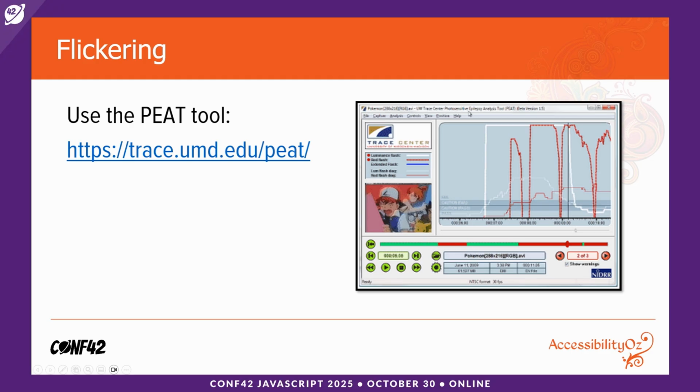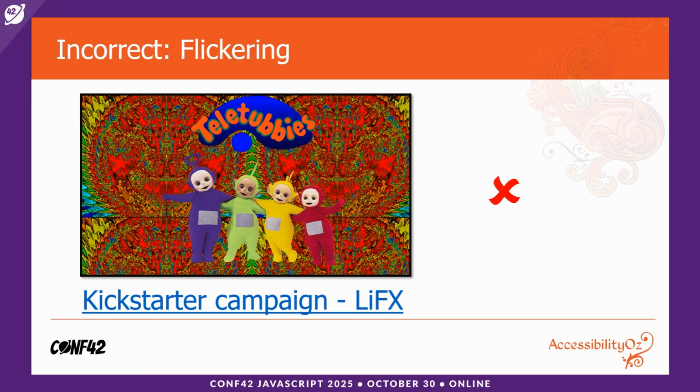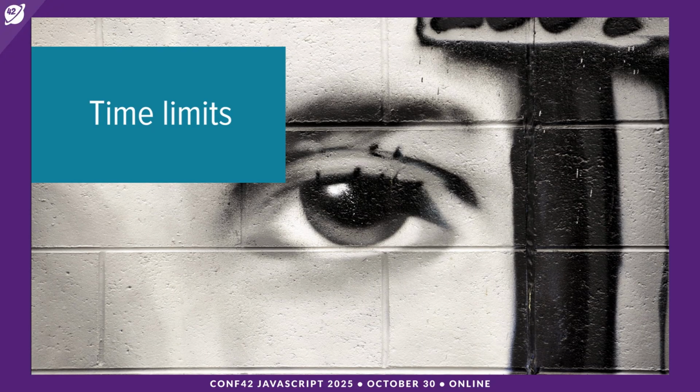umd.edu/PEAT. And if you want to see an example, which I will not show you, the Kickstarter campaign for LIFX has some flickering content that fails. It's a campaign for light bulbs. And also, if you have a look at this Teletubbies image, you can imagine if it was moving, it would be fairly problematic. The next thing we want to talk about is time limits.